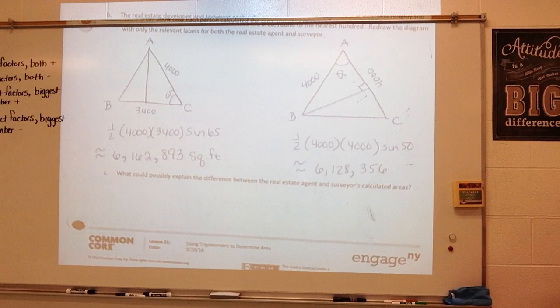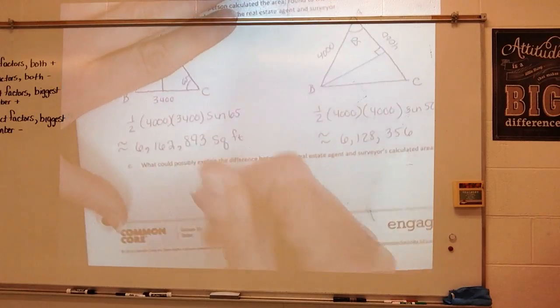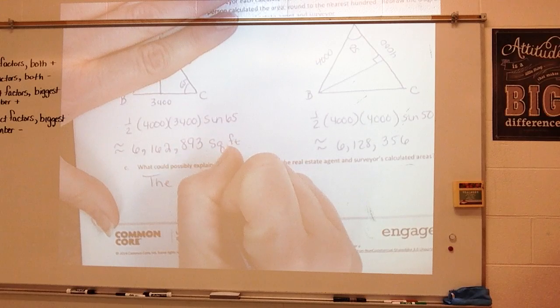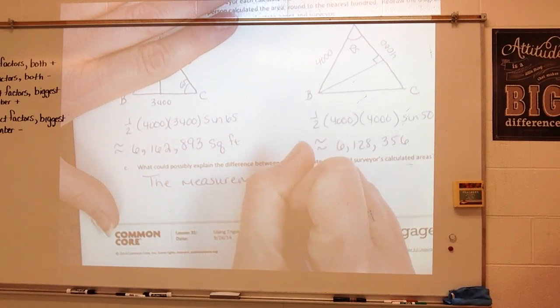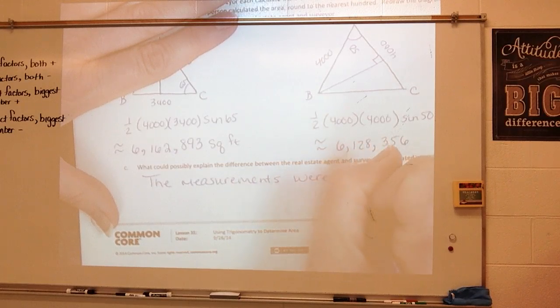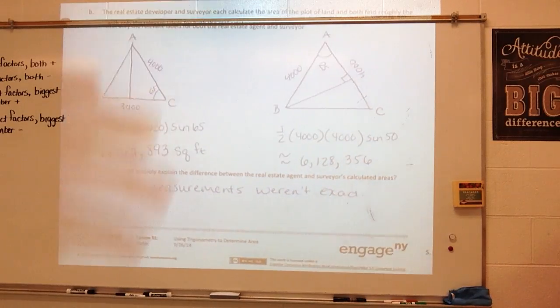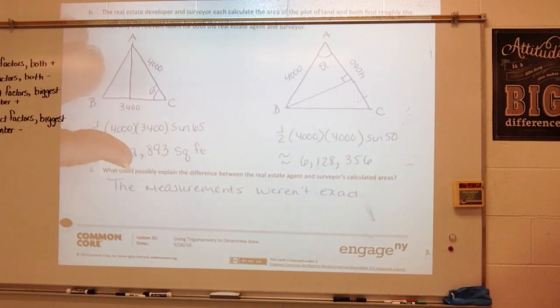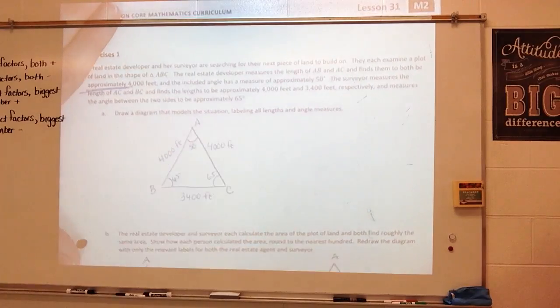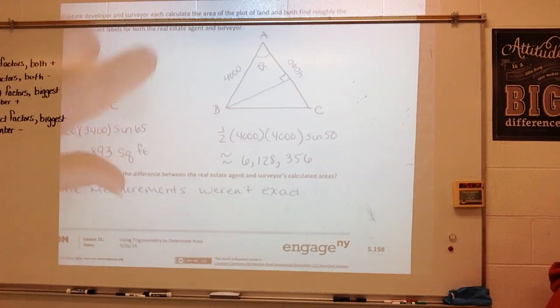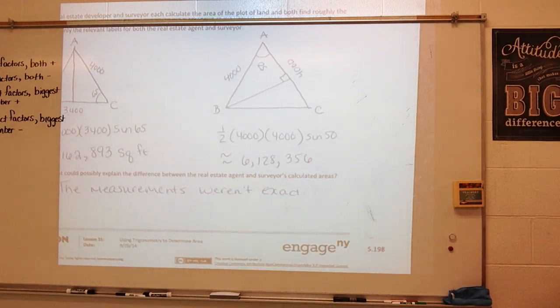What could possibly explain the difference between the real estate agent and the surveyor's calculated area? It can be accounted for by the approximation of the measurements taken instead of exact. So the measurements weren't exact. Alright? Because if you remember back up in your paragraph, it says approximately. So since our measurements weren't exact, then it probably caused a little bit of a difference.